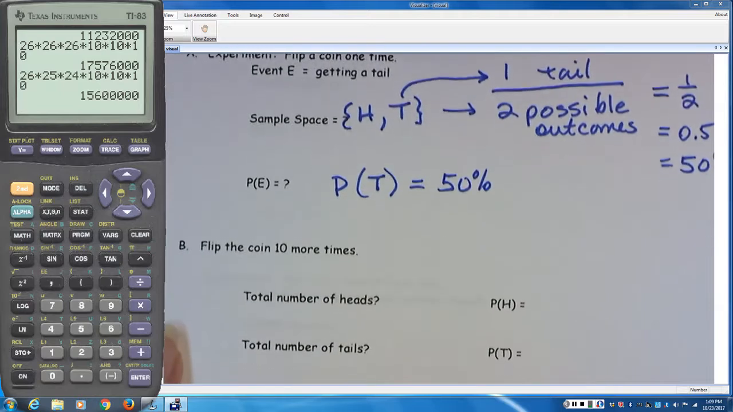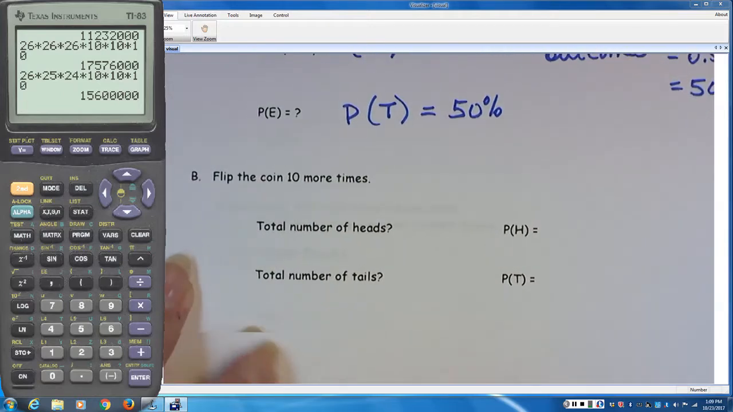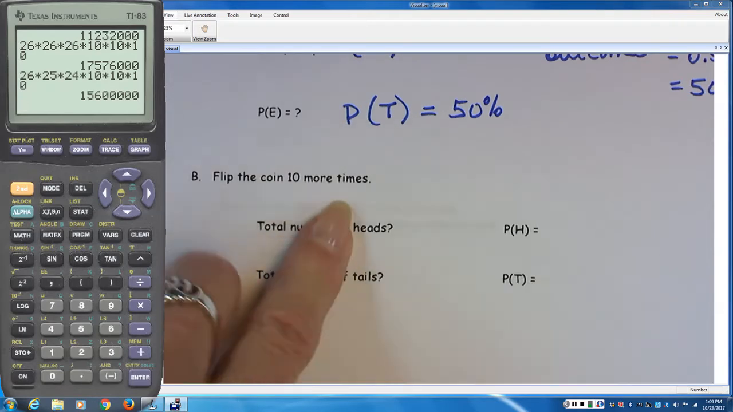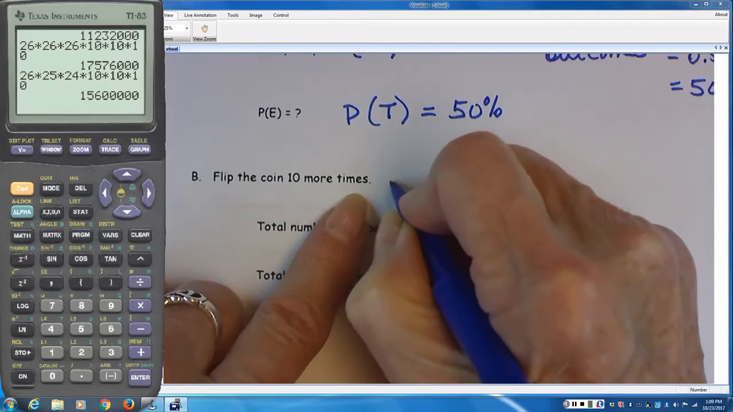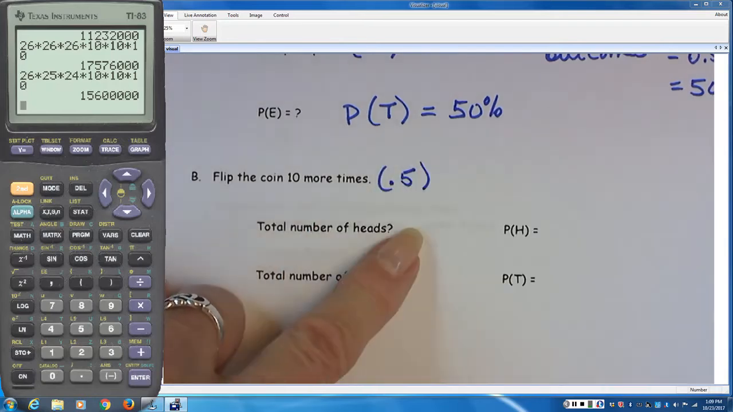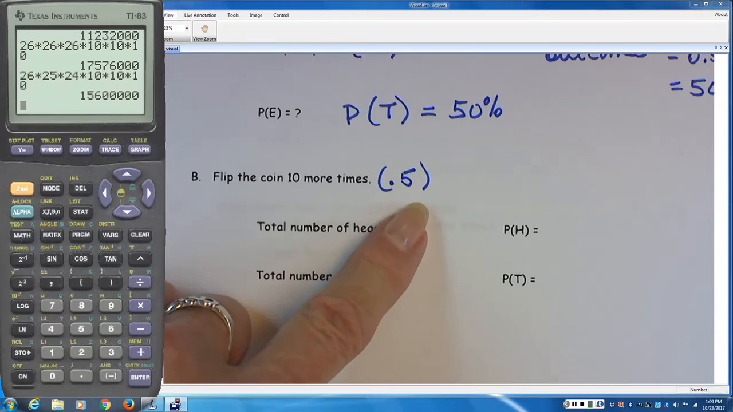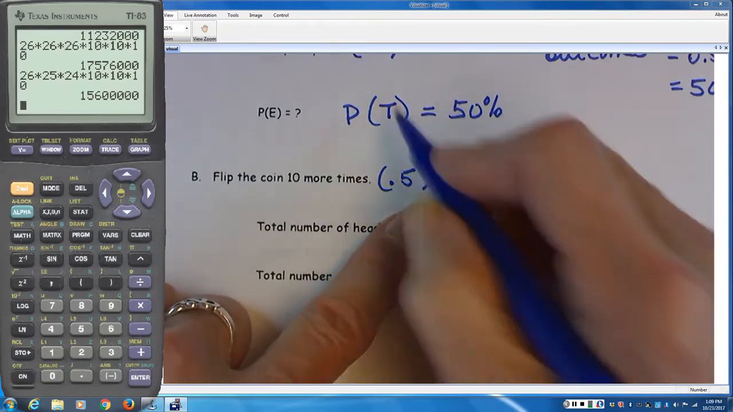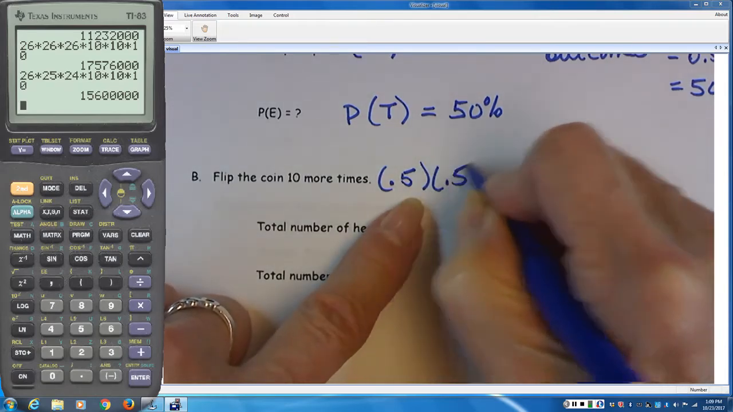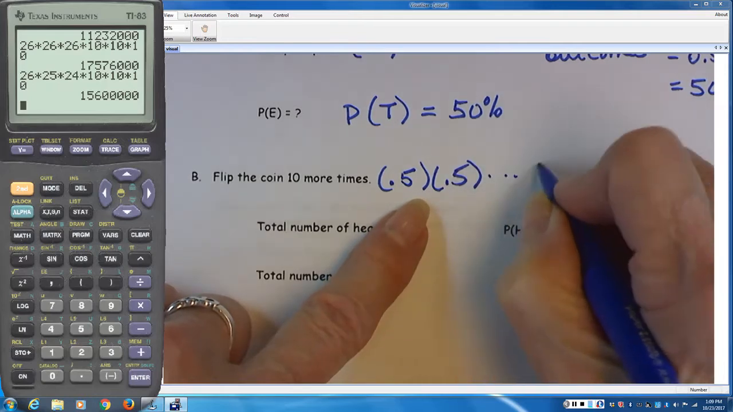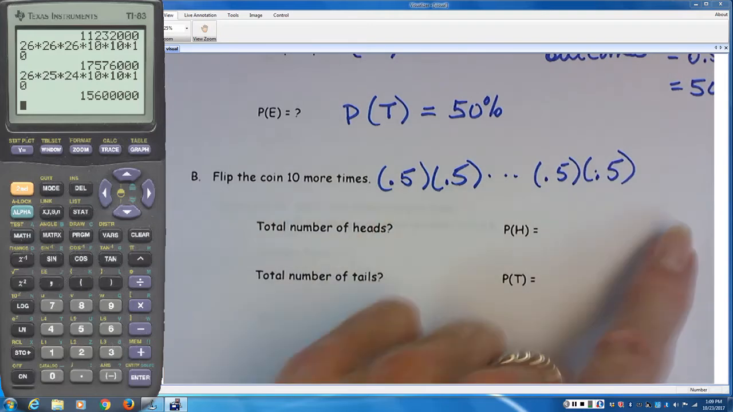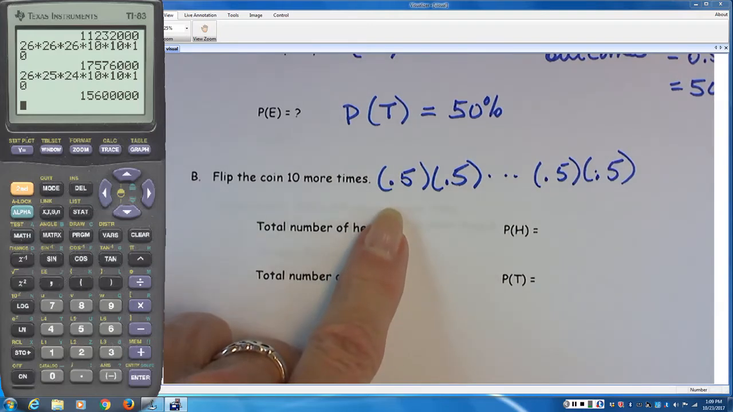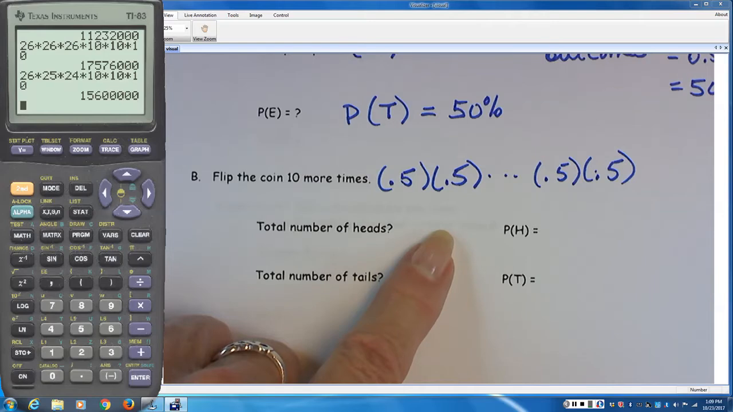Now that changes if you flip it 10 more times. If you flip the coin 10 times, the probability that you get the first head is going to be 0.5. The probability that you get the next head, or tail in this case, is also 0.5. And that's going to stay the same every single time because your coin doesn't remember what it was last time. So every time you flip it again, it's a 50% chance you're going to get tails.